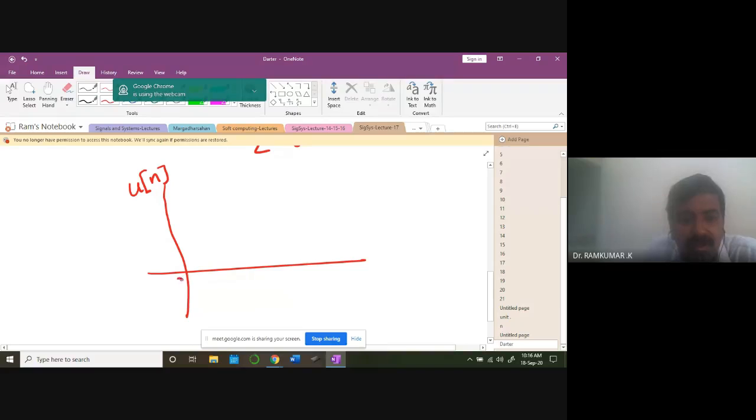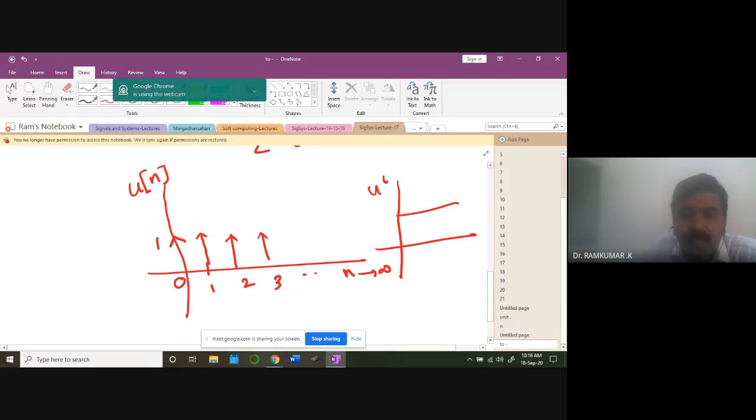This signal starts from 0, where the value is 1. Then sample 1, 1. Sample 2, 1. Sample 3, 1. It goes on until n tends to infinity. This is how u of t looks, with time t tending to infinity. Here n tends to infinity, and the values are all 1. So this is a sampled version of u of t. This is u of n.